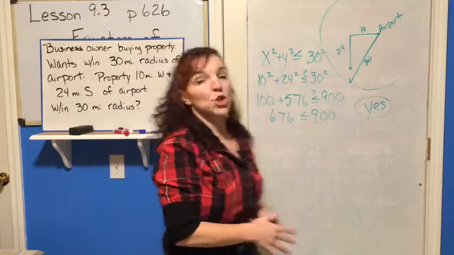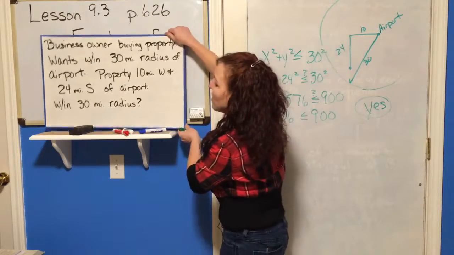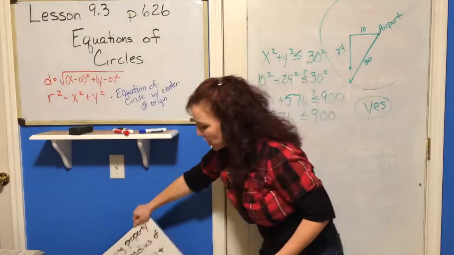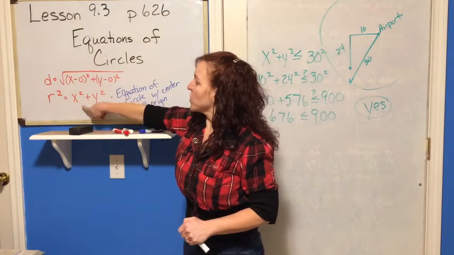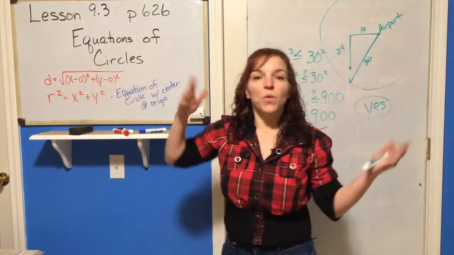I think that's it. So the biggest thing is, make sure that you have either in your notes or in your memory, and I would suggest in your notes, especially for later on quizzes and tests, radius squared equals x squared plus y squared is your equation for a circle.